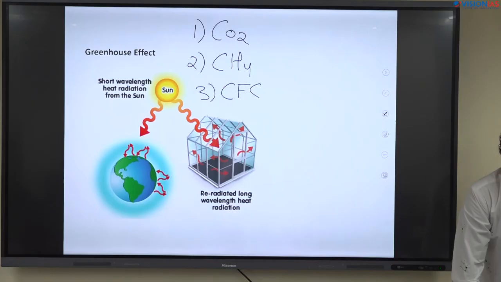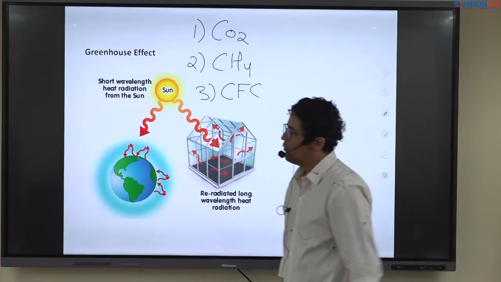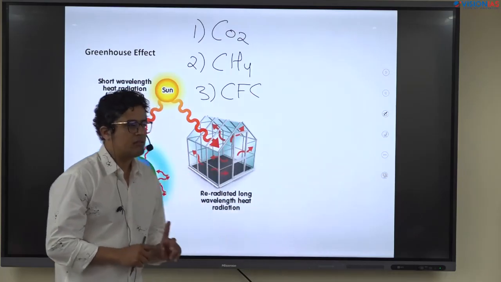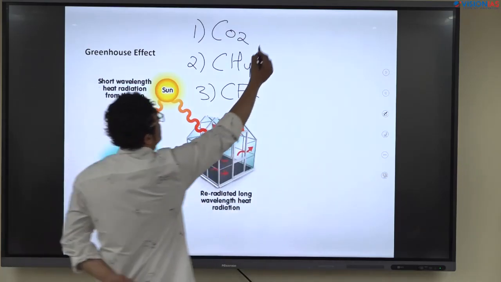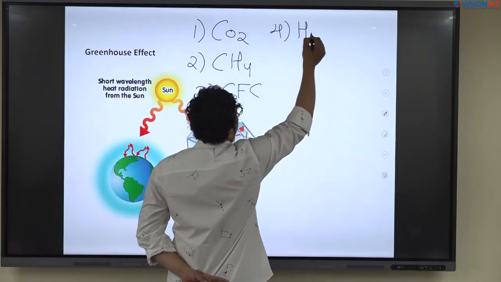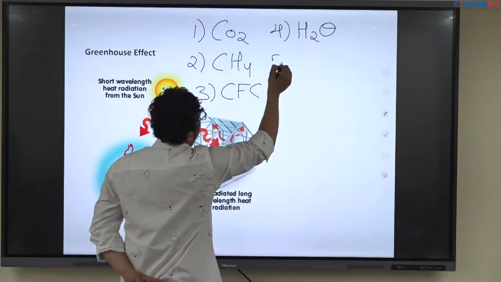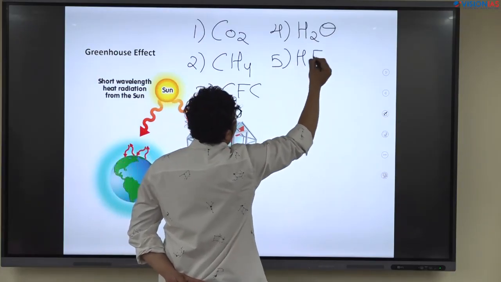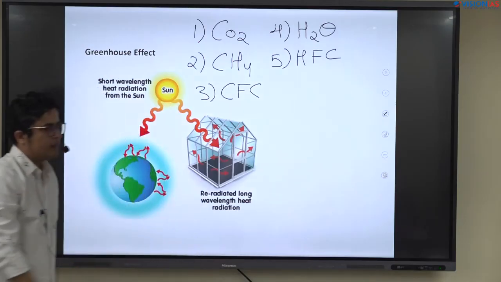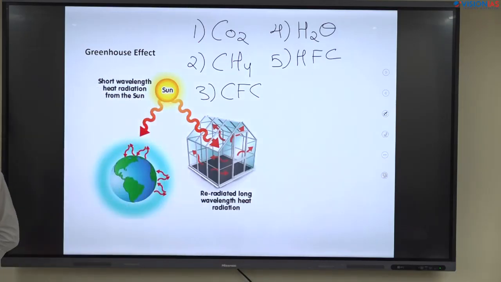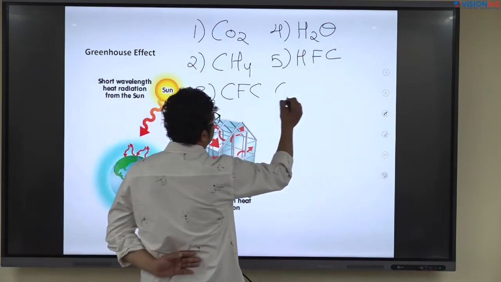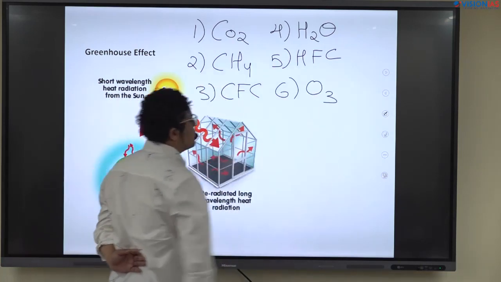Any other gas? Yeah? No, carbon monoxide is not a greenhouse gas. Okay, HFC. Hydrofluorocarbon. Any other example that you can think of? Ozone, yes. Ozone is a greenhouse gas.